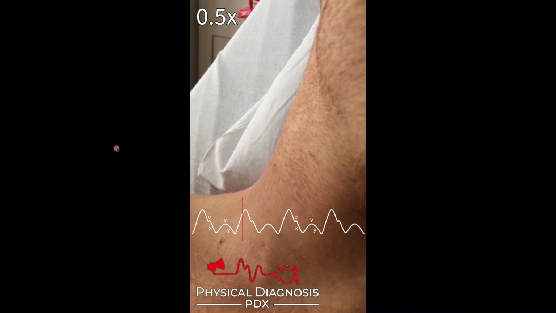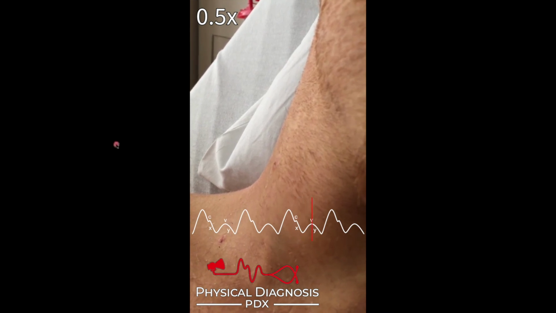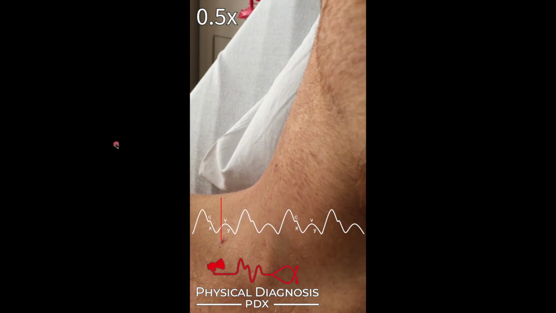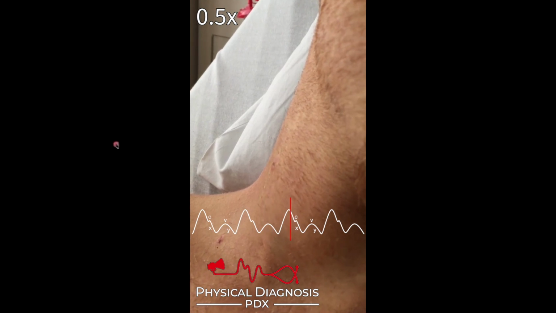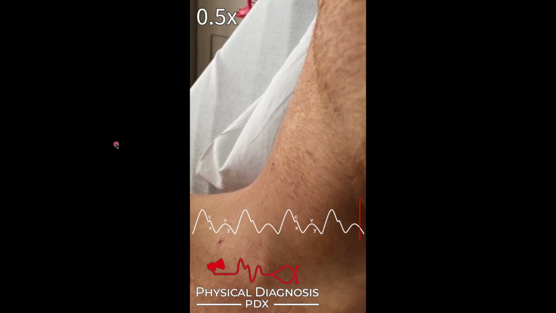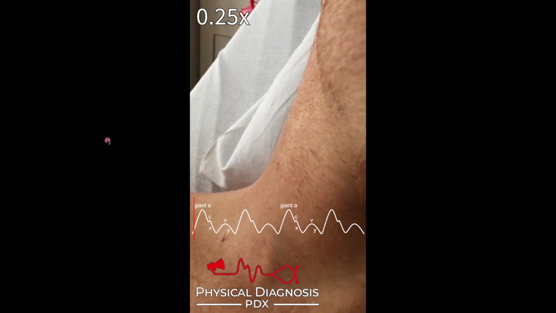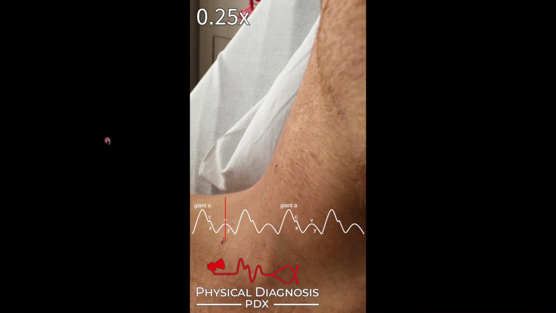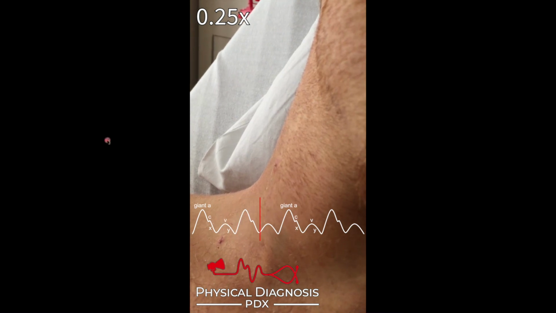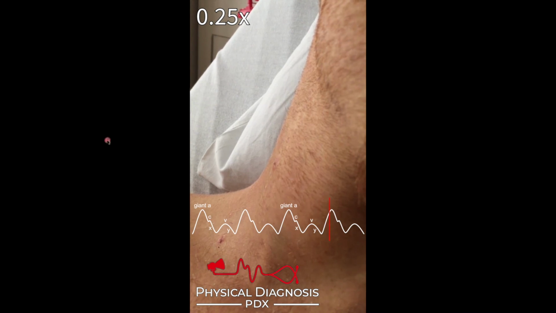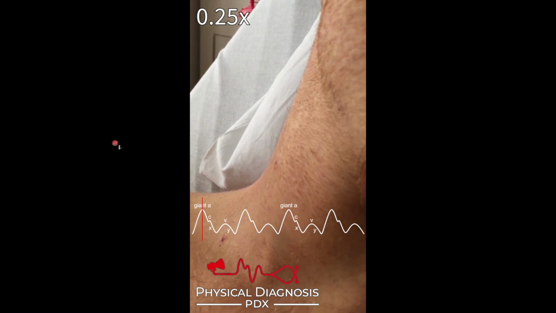And this is a giant A wave where you have the big A, so A, X, V, Y, A, X, V, Y, A, X, V, Y. So this is a young man with tricuspid stenosis who developed giant A waves as a result of that. And here they are. So look at that A. It's really impressive. Boom, down, V, Y, A, X, V, Y.